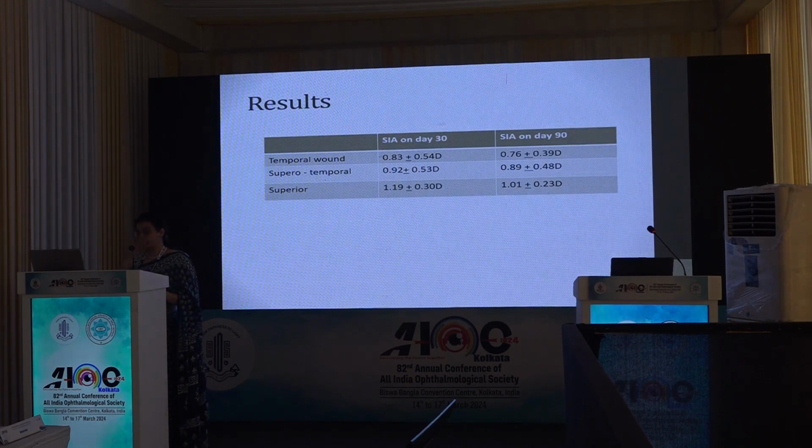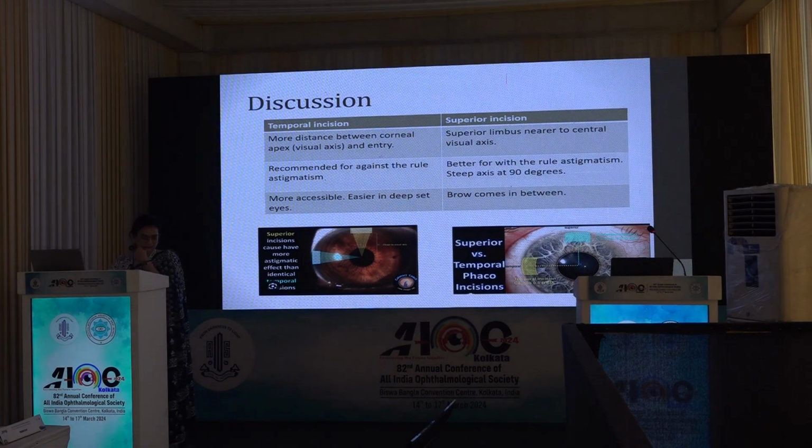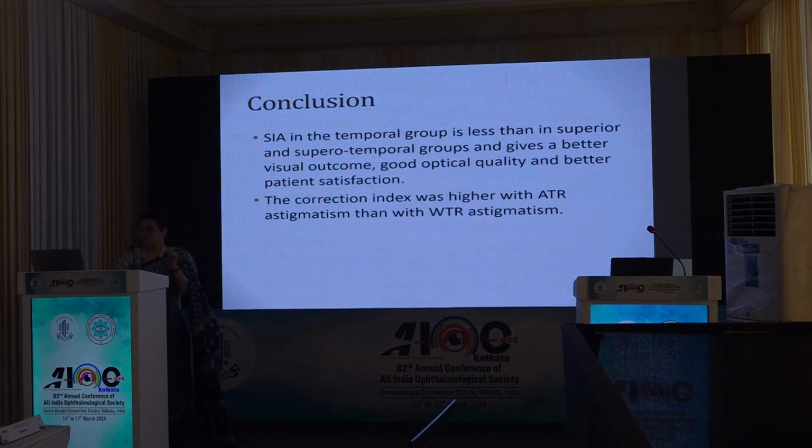So the results of surgically induced astigmatism on day 30 were compared to day 90. For temporal it was 0.83 reduced to 0.76. For superotemporal it was 0.92 which was reduced to around 0.89, and superior was 1.19 reduced to 1.01. At the end of the study, we concluded that surgically induced astigmatism was lesser in the temporal group as compared to the superior and superotemporal groups. It gives better visual outcome, good optical quality and better patient satisfaction.